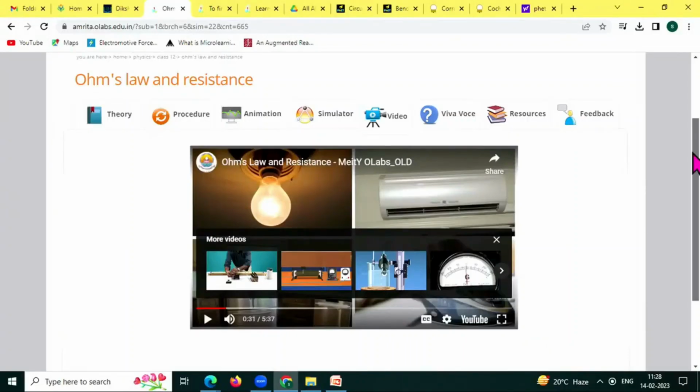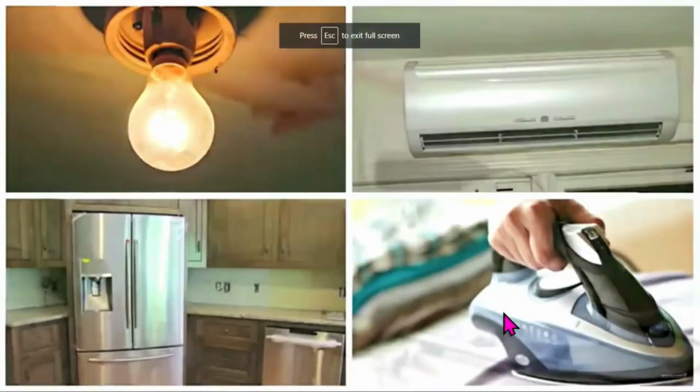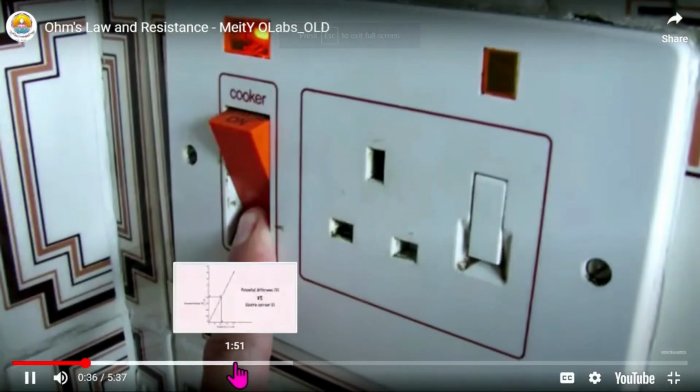So that would be a great help for all the students, right? Yes, yes, that will. And then in this portal we can see that a video is also given. Find the most efficient way to get the proper current. Ohm's law is used.